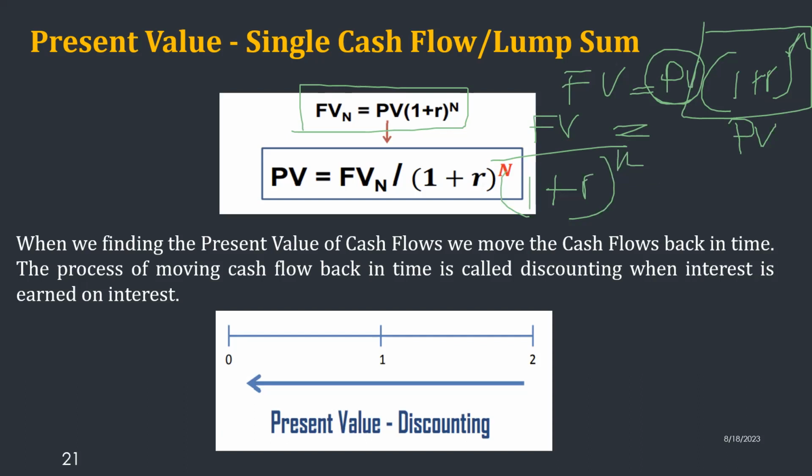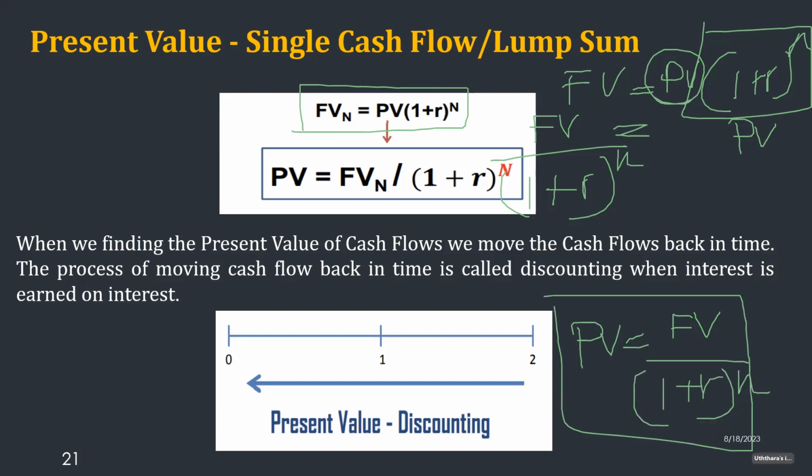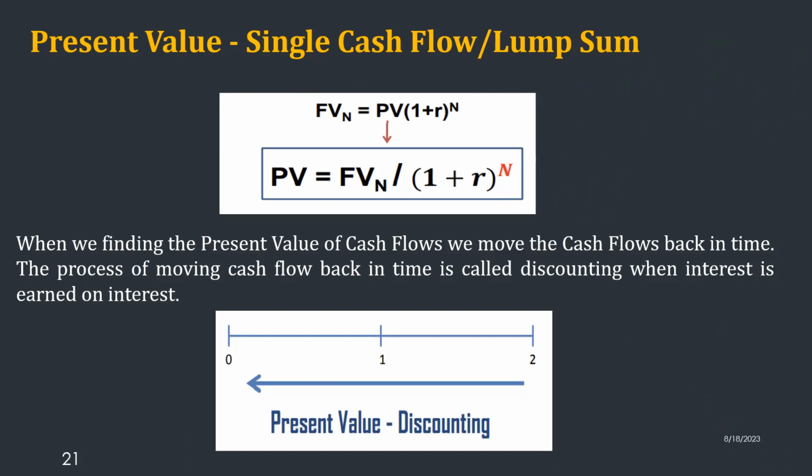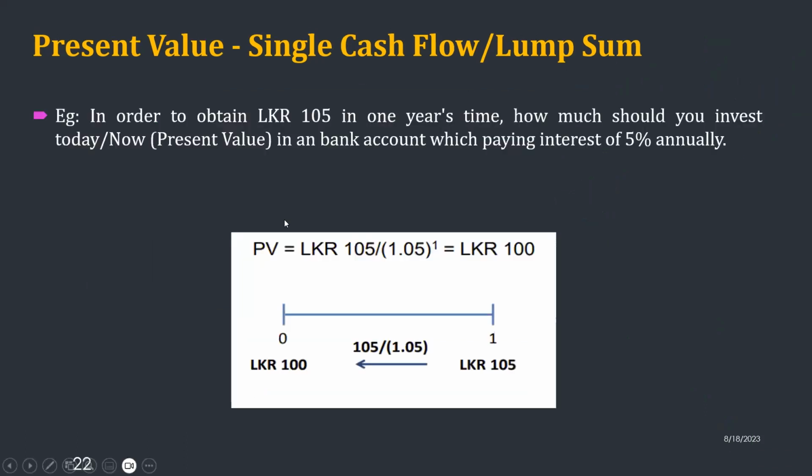This is the formula: PV equals FV divided by (1 plus R) to the power n. This formula will be used to find the present value of the cash flows. And here I have given you some examples. In order to obtain 105 in 1 year's time, how much should you invest today in the bank account, which pays interest of 5% annually?